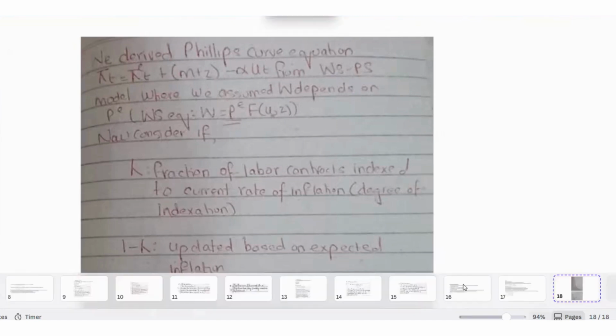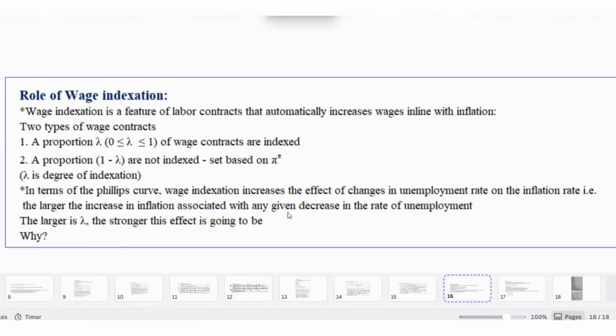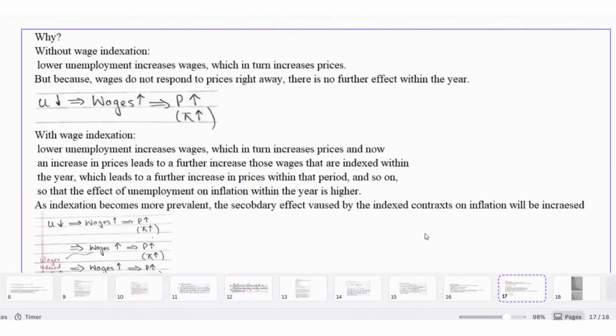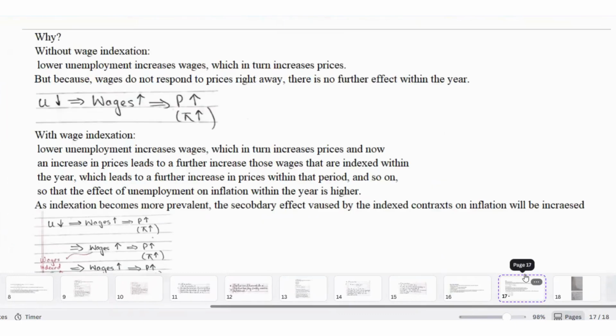We were looking at the role of wage indexation in the Phillips curve, where we talked about how wage indexation is a feature of labor contracts that automatically increases wages in line with inflation. So here you have a portion lambda of each contract that is indexed to the current rate of inflation, and you have a proportion that is not indexed, based instead on expected inflation.